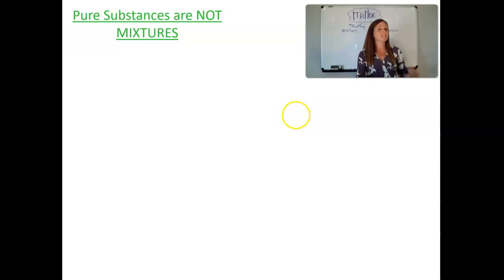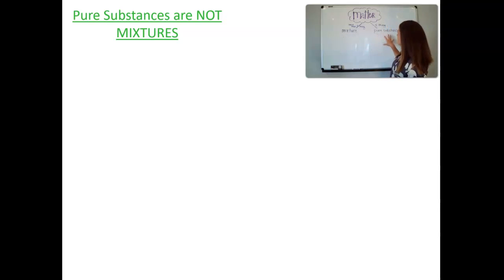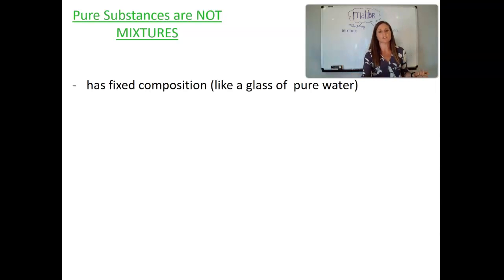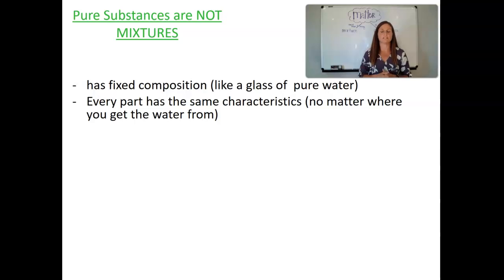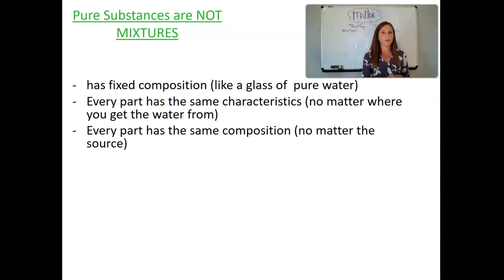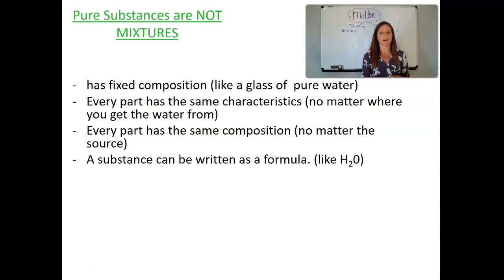So if it's not a mixture, then it is a pure substance. Mixtures can be homogeneous or heterogeneous mixtures, two or more things, evenly mixed or not. But if it's not a mixture, then it's a pure substance. Okay, a pure substance is just one thing. It's a fixed composition, like a glass of pure water. Every part has the same characteristics, no matter where you get them from. Every part has the same composition, no matter the source.